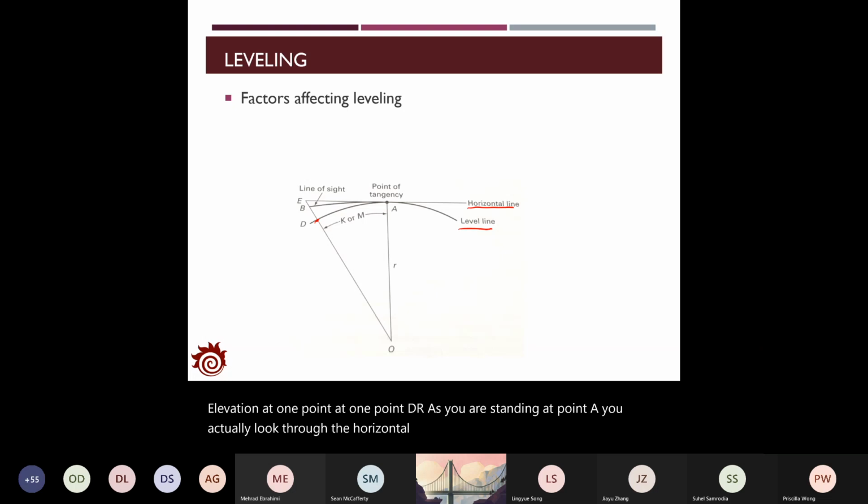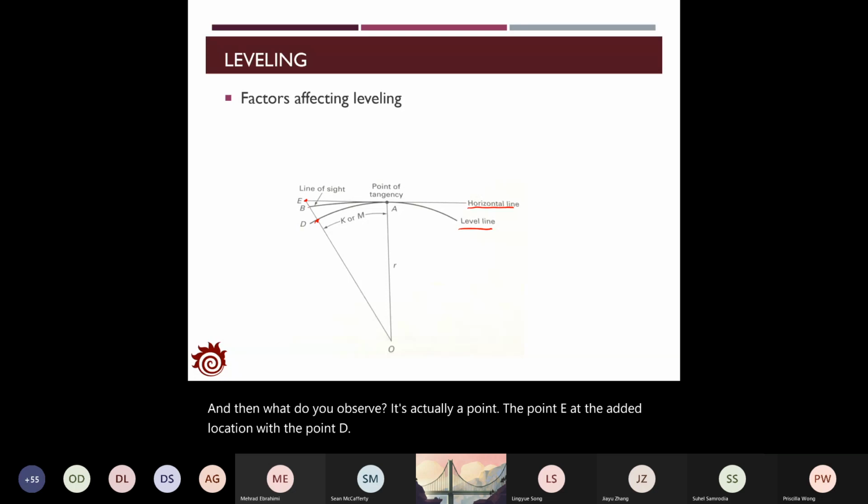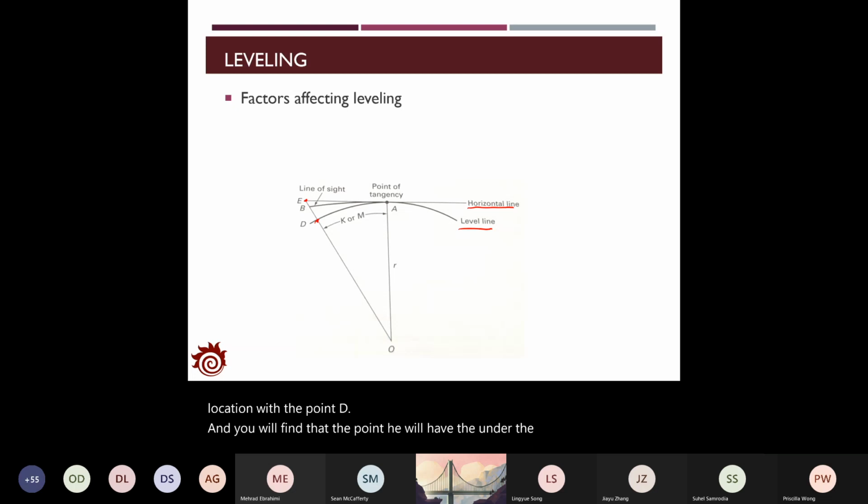Let's first ignore the impact of your site to the distance measurement. Just consider that you can look through the horizontal line, and then what you will observe is actually a point, the point E, at the location with the point D, and you will find that the point E will enter the same horizontal line with the point A.